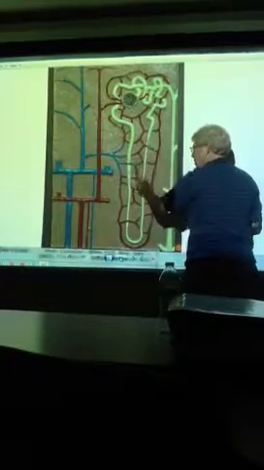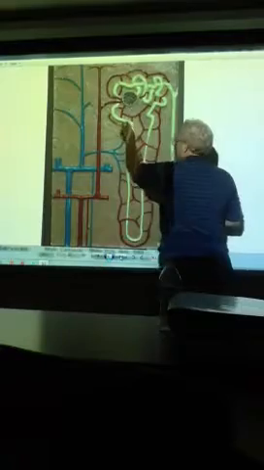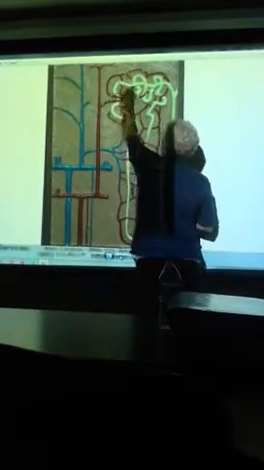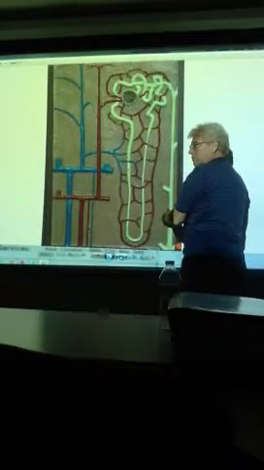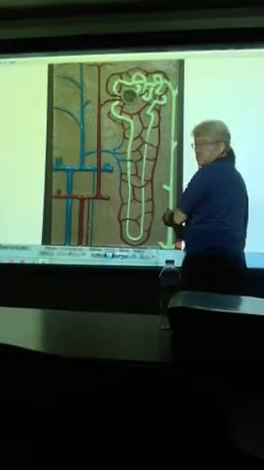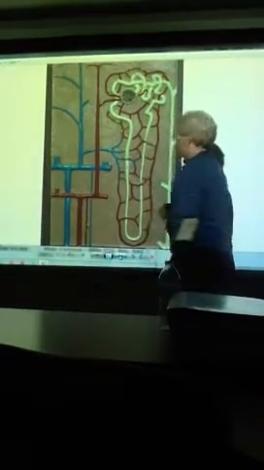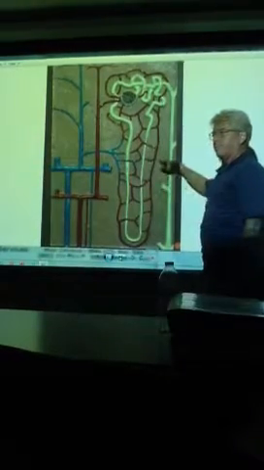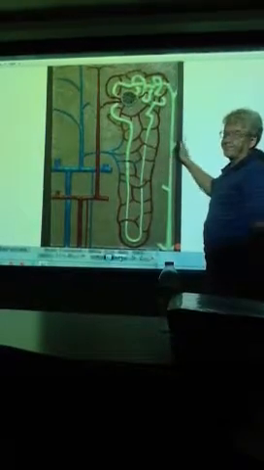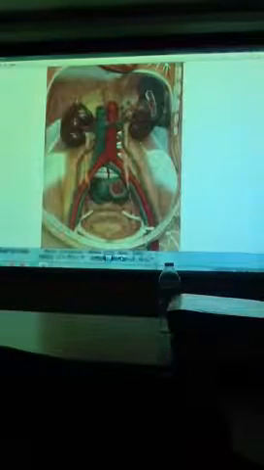That means this must be my descending. This must be my ascending. This is my distal tubule coming across, and here is my collecting duct. No? Yes? Cool? Okay. So, and of course, what would this straight up and down one be? The vasa recta. Okay? Just a different company, but it's got essentially the same materials.